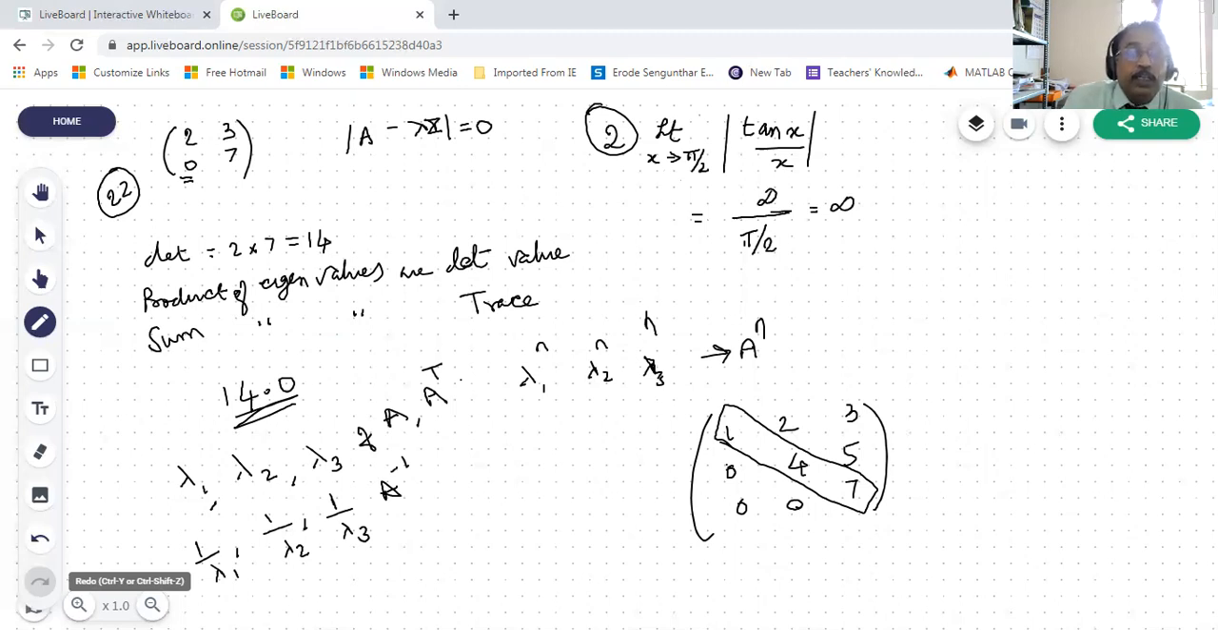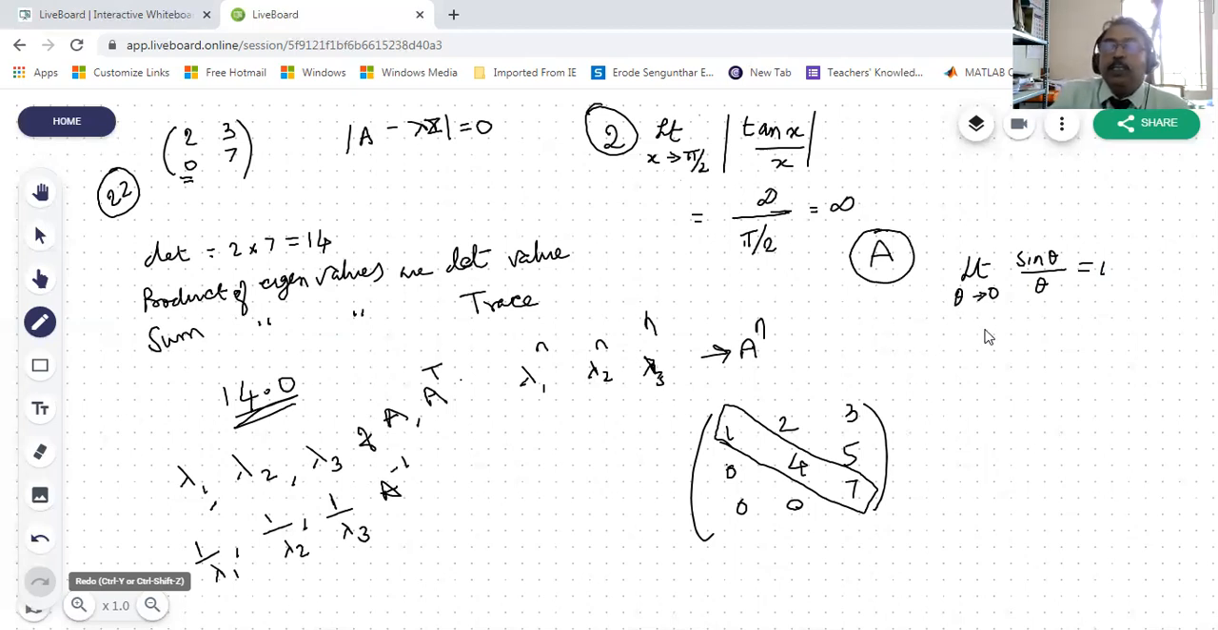I want to know whether the answer is given. The answer is infinity, option A. So when you deal with this, you have a formula: limit theta tends to 0 of sin theta divided by theta is equal to 1. Similarly, limit theta tends to 0 of tan theta by theta is equal to 1.